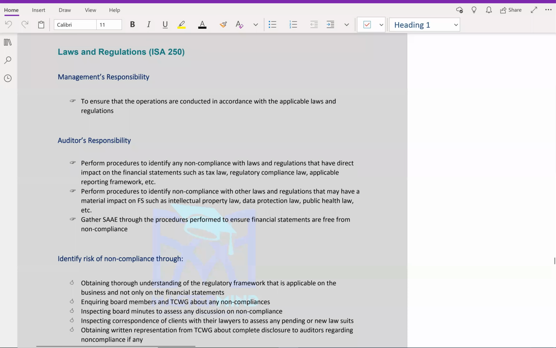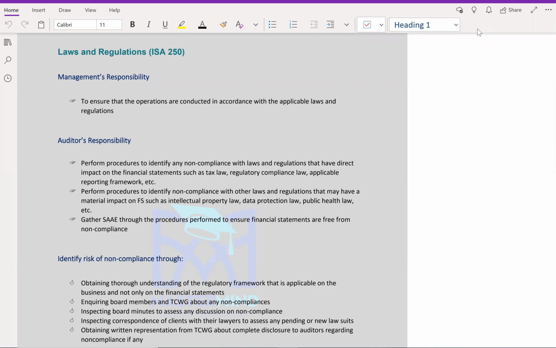A very important standard, ISA 250, about auditors' responsibilities related to laws and regulations. I've told you guys again and again that you don't need to remember it. It's good that you know the ISAs, right? But you don't have marks for putting it down in the exam. Okay.